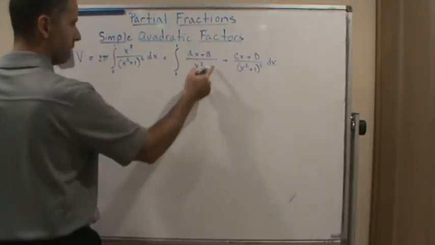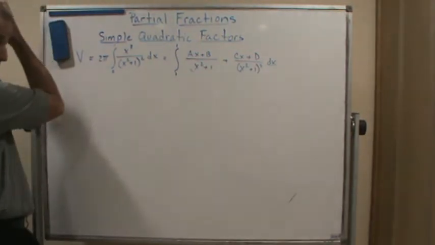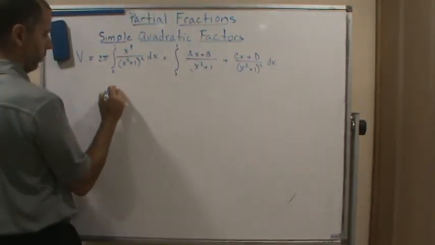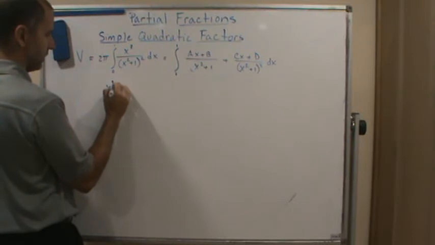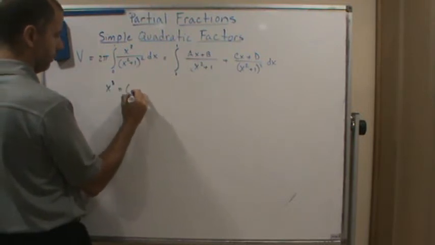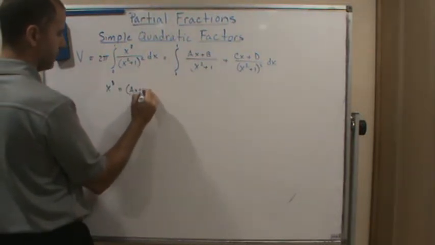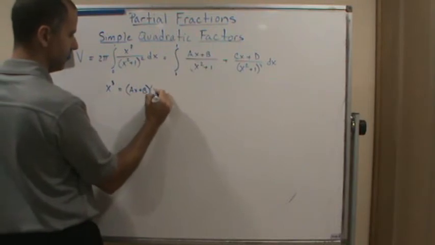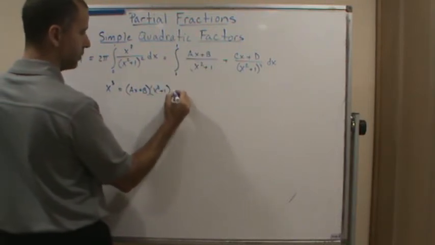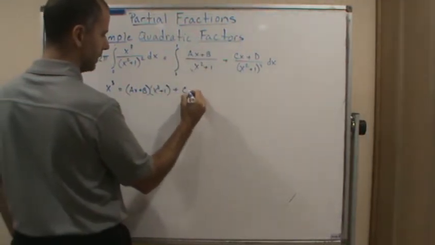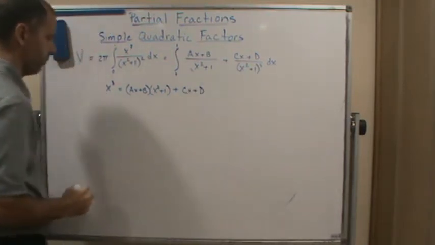So all I'm going to do is multiply the top here to do it. So I'm going to get x cubed equals ax plus b times x squared plus 1, plus cx plus d. Okay, now.